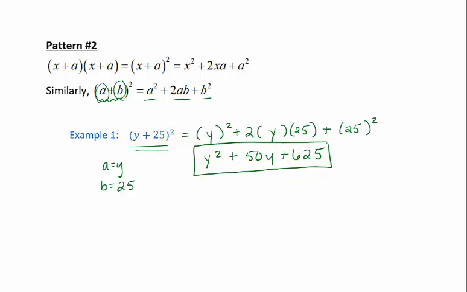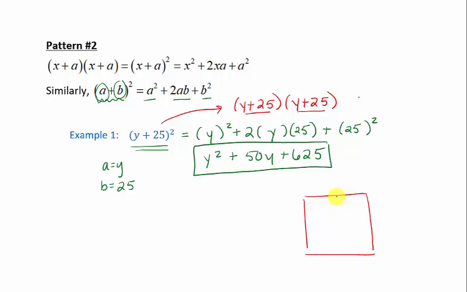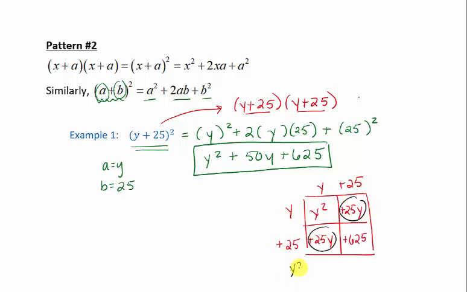Now remember, we're just going to verify our result using our area model. This represents y plus 25 times itself. So it's really important that you do not square each term. That's the common mistake that people make, resulting in y squared plus 625. You need to make sure you remember that you are multiplying a binomial times itself. So if we're using the area model to justify our final result, we're going to rewrite this as y plus 25 times y plus 25, and I'm just going to zip through this quickly for you.